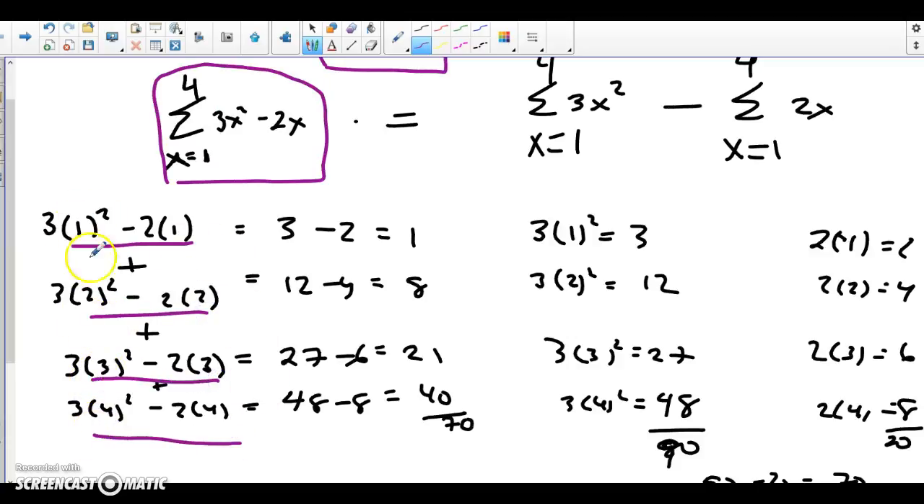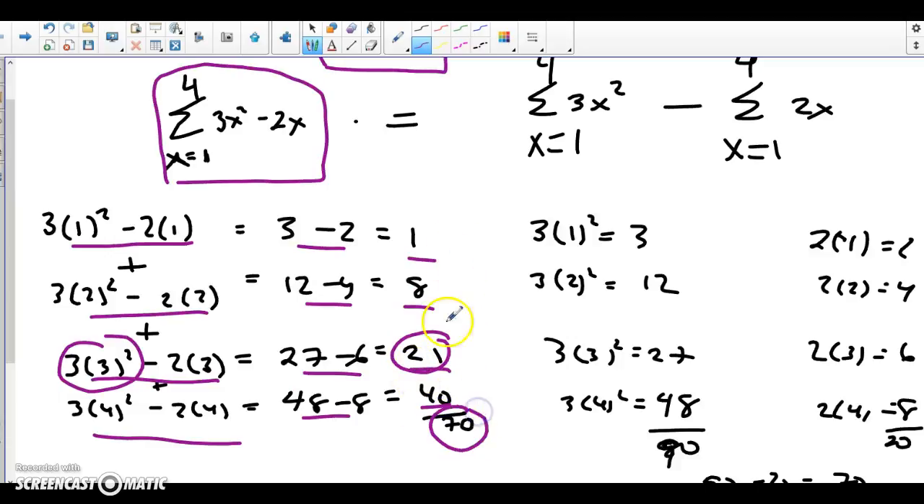Okay, and then I evaluate this. So for example, let's look at this. That's 3 times 3 squared, that's 27. Subtract 2 times 3, which is 6. So that gets a total of 21. Okay, so for each of these, I find the total, sorry. And then I'm going to sum these up, and I get 70. So I add them up.